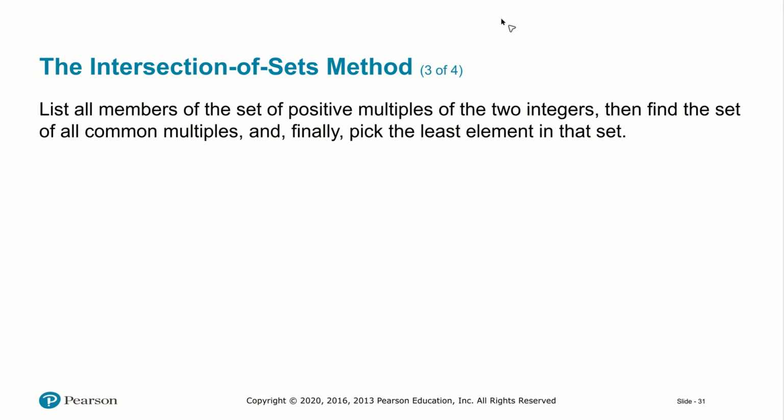The intersection of sets method is very similar to the approach we had for finding the greatest common divisor using intersection of sets, but in this case we'll list all the set of positive multiples rather than factors of the 2 integers, and then find the set of all the common multiples, and finally pick the least element in that set. Let's see how that works.